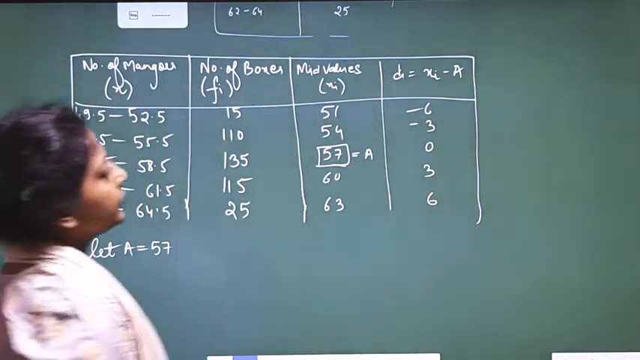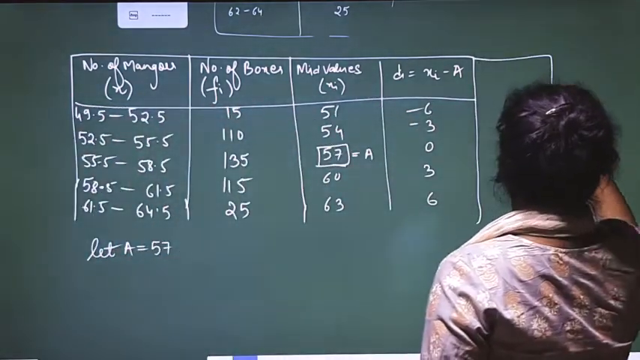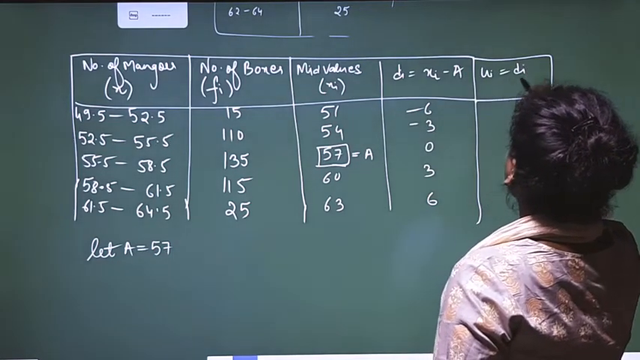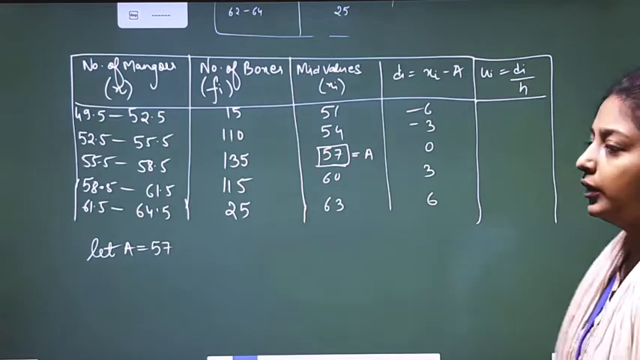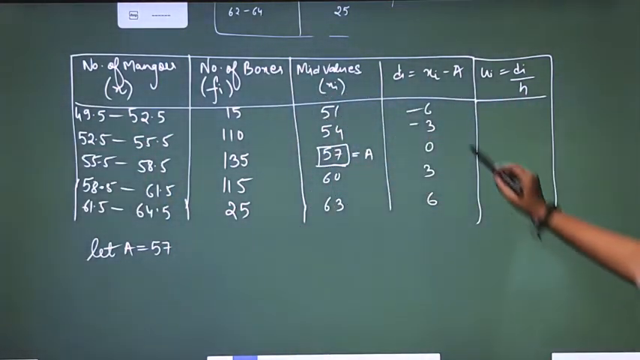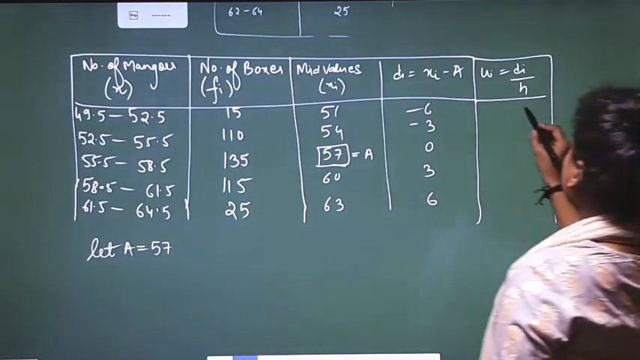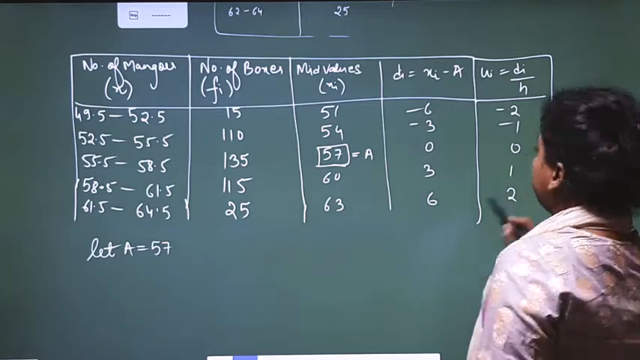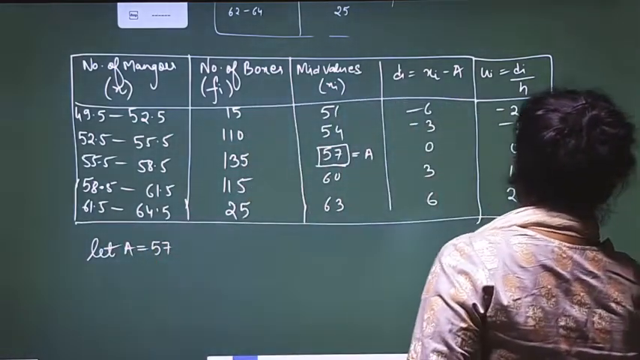Okay. Next we can also consider ui. Ui is nothing but di upon the class interval h. What is the class interval here? The class interval is 3. So when we are dividing all these values by 3, we get minus 2, minus 1, 0, 1 and 2. So this is our table.